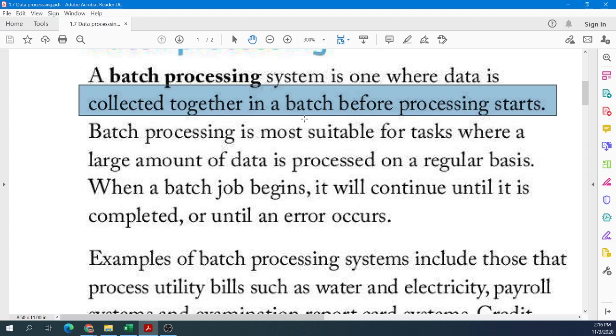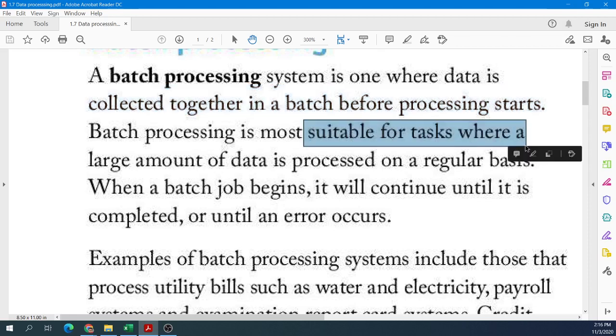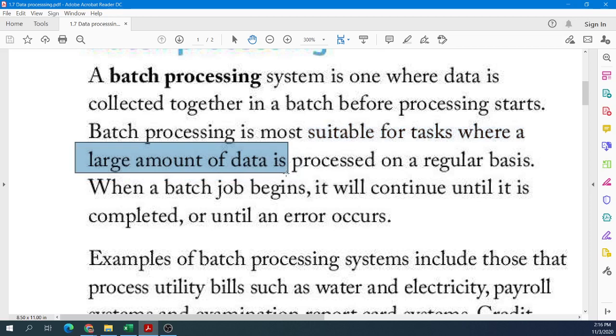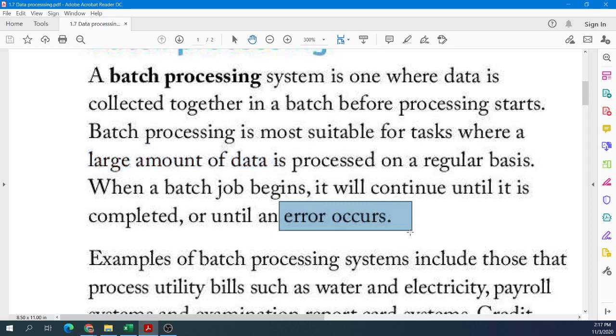So the advantage of batch processing is that it is most suitable for tasks where there are large amounts of data. So instead of processing one at a time, one after each other, it processes all of these large amounts of data at once so as to save time. Now, when a batch processing begins, it will continue until it is completed, basically until all of the data has been processed or until it comes across an error, basically something that will stop the processing from continuing.